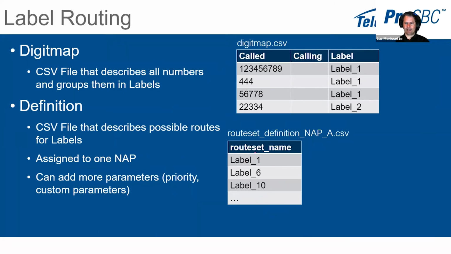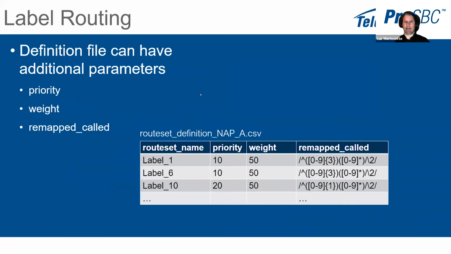And normally we assign that file to just one network access point. And you can add other parameters to this route set file, and I will show you an example here. You have in your route set definition file which labels you can route. But in addition to this, you can put any parameter that exists in the routing table. For example, you have priority, you have weight, and you have remap called. All these exist in the routing table. So you can use these values here to do priority routing and load sharing.